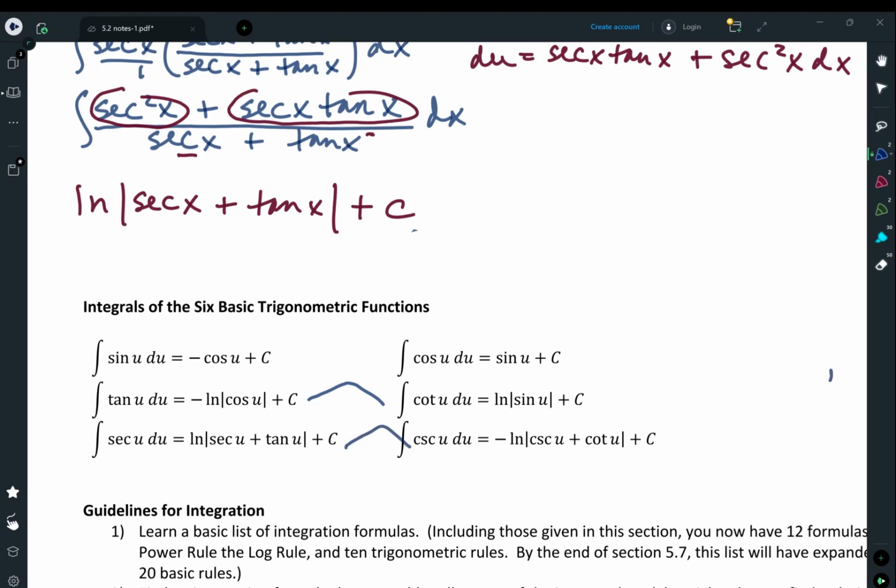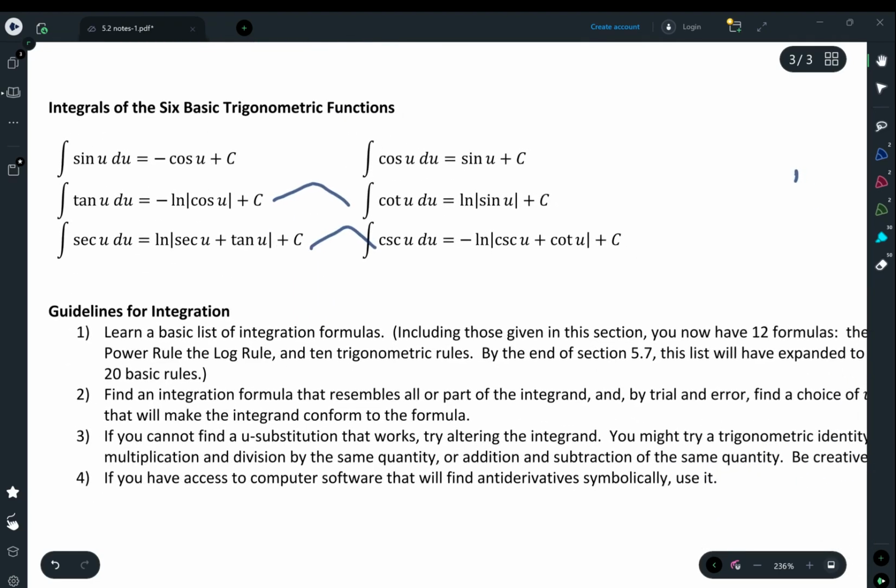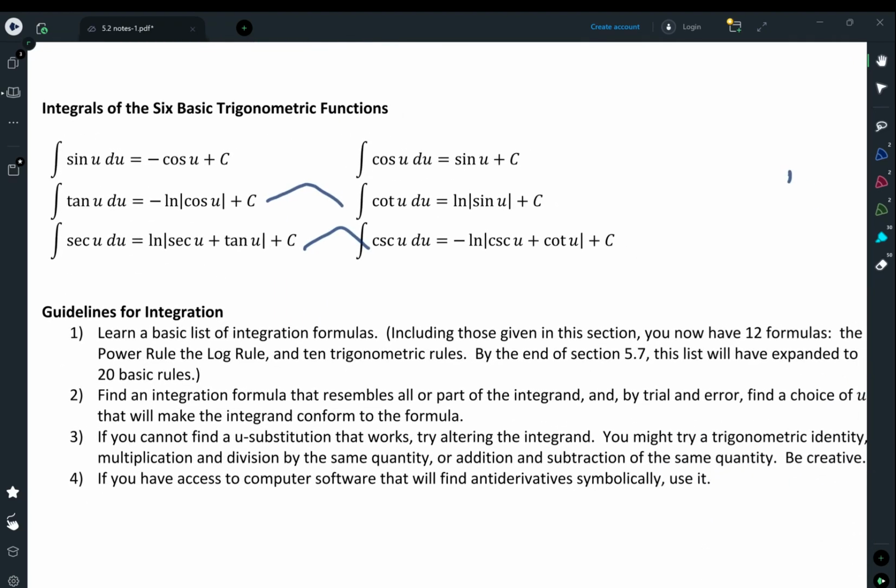So we do have more memorizing to do. And there's a little note here at the bottom. It says by the end of section 5.7, we will have 20 basic integration formulas to have memorized. So we really want to have them memorized as we go through. If you have to, write them on flashcards or something, but it's really going to slow you down if you're having to look up integrals constantly.